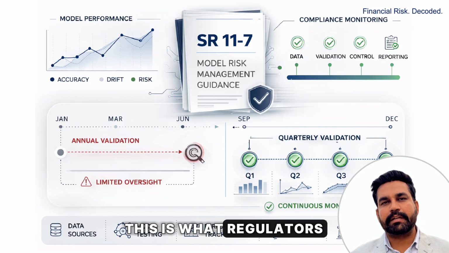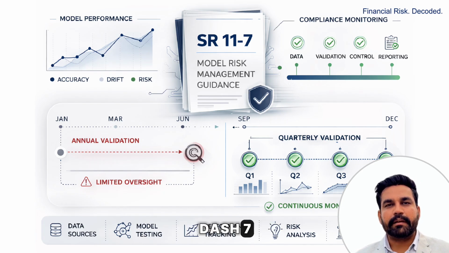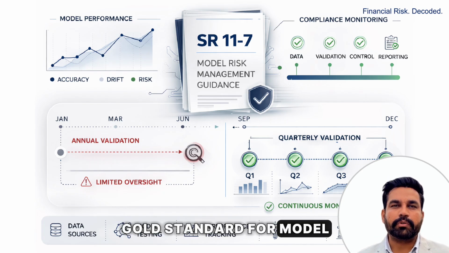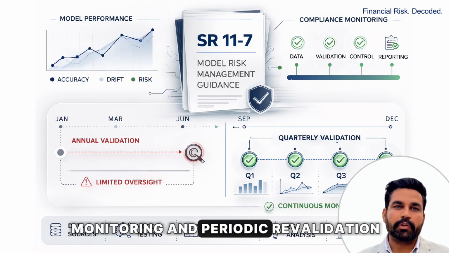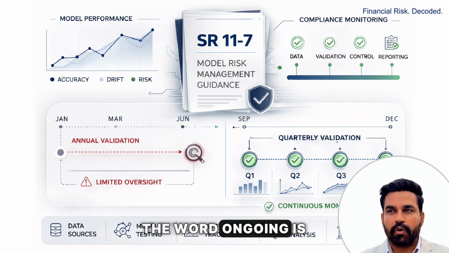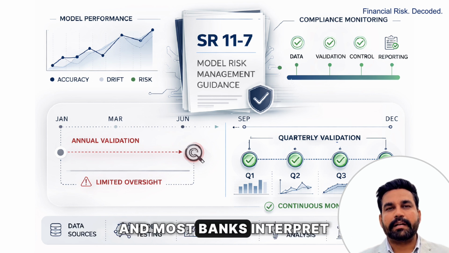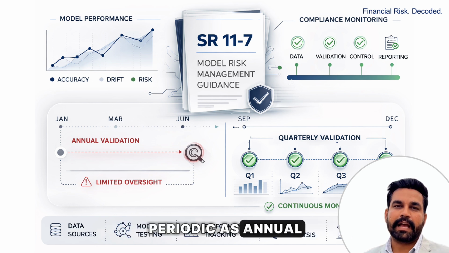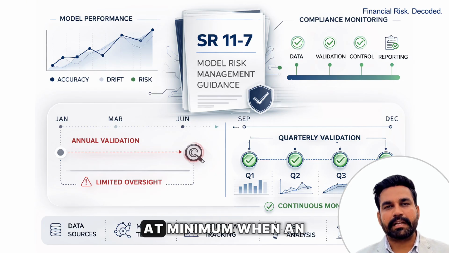This is what regulators actually want to see. The OCC's SR 11-7, which is still the gold standard for model risk management, explicitly calls for ongoing monitoring and periodic revalidation. The word ongoing is doing a lot of heavy lifting in that guidance, and most banks interpret periodic as annual. The institutions that get it right interpret it as quarterly at minimum.